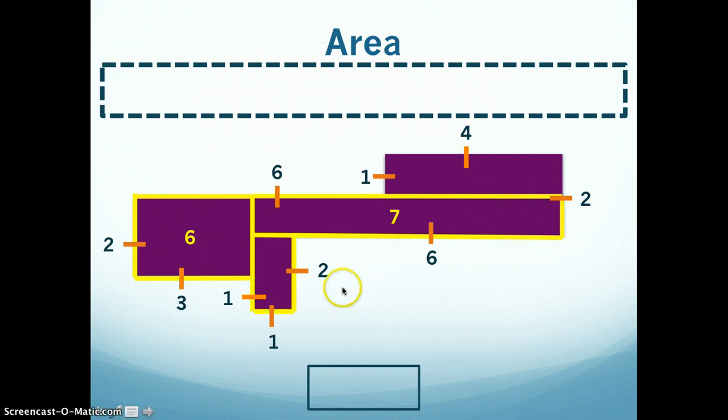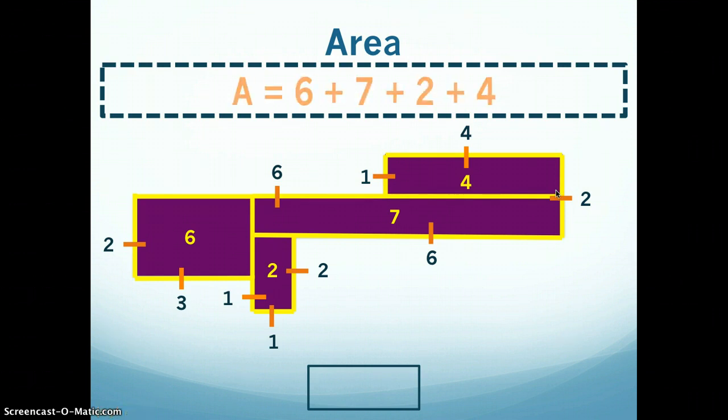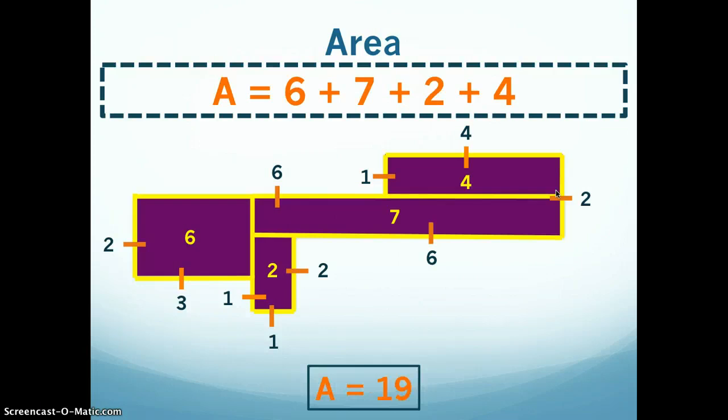Let's measure this bottom one right here. We have a length of 1. We have a width of, excuse me, width of 2. 1 times 2 is 2. And at the top, we have a length of 4, a width of 1. 4 times 1 is 4. Add it all up. Your final area is 19.